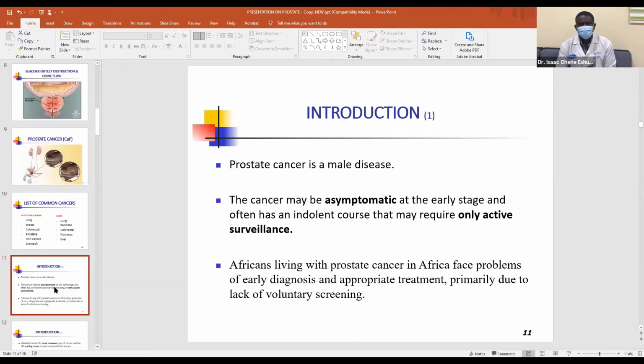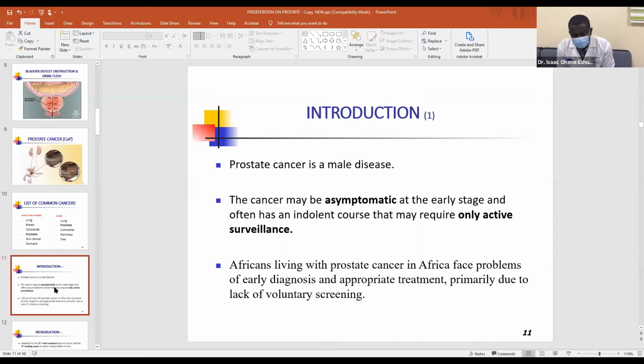And the progression is also very slow. So we are saying it has an indolent course. That's a very slow progression. And around that time, even for those who have been diagnosed, what we use in the management is what we call active surveillance. So you just do watchful waiting, or you follow up the patient over time.